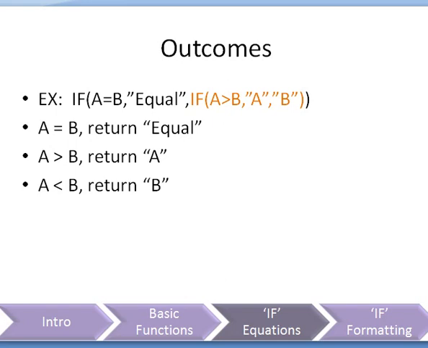And this is just summarizing what I just said as what the outcomes are. So if A is equal to B, we get equal. A greater than B, we get A. A less than B, we get B. That's the result of this one. If this doesn't make sense to you, you might want to go and play with it a little bit yourself. Test it out. Try a couple of different things.